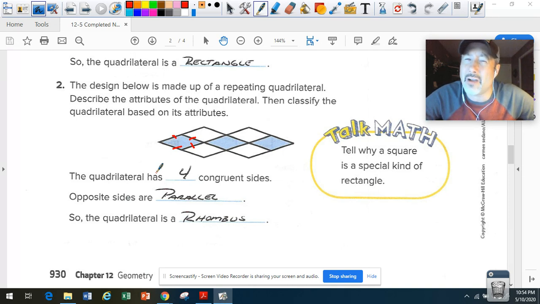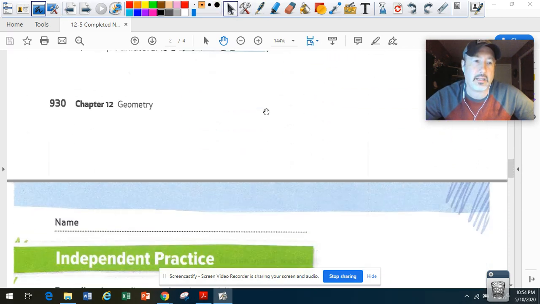They're all congruent. So right now, they also look like they're parallel too. So right now it's between a square and a rhombus. But why is this not a square? It's not a square because it does not have right angles. Very good. No right angles with it. Since it does not have right angles, that makes it a rhombus. Very good. Okay, let's continue on to the next page here.